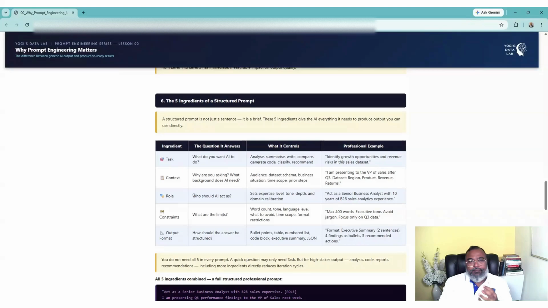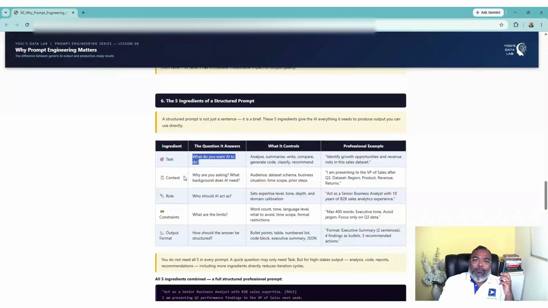Do you want it to behave like a sales director? Do you want it to behave like a marketing executive? So you're setting a role for your AI system to decide how it is going to behave, understand the context on those lines, and then perform a task.